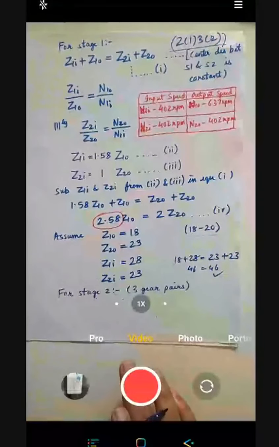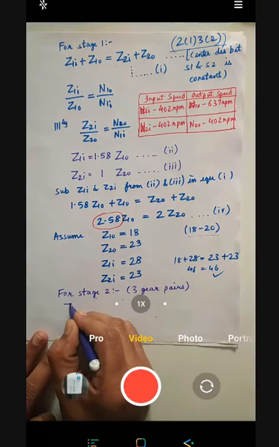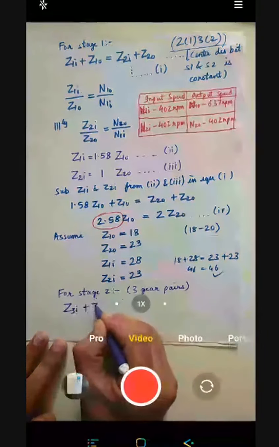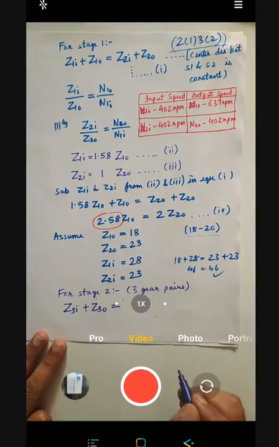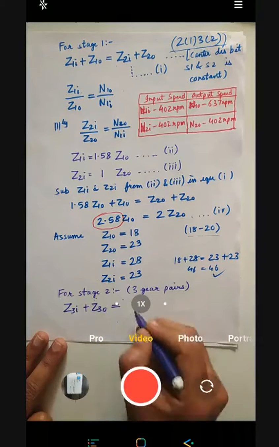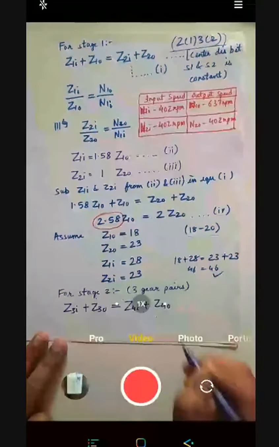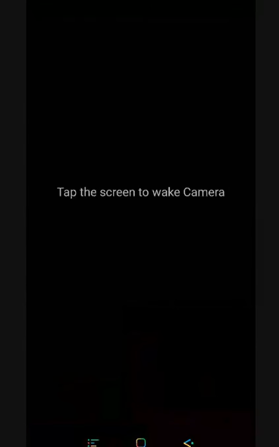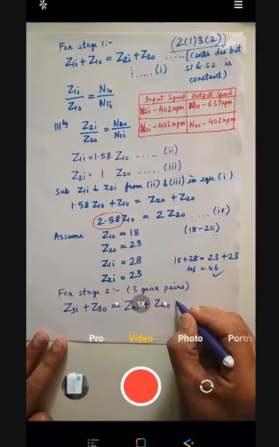कोई बताइए, what will be the equation? Z3I plus Z3O. Okay, Z3I plus Z3O will be equal to Z4I plus Z4O. Okay. और equal to anything else? Z5I plus Z5O.